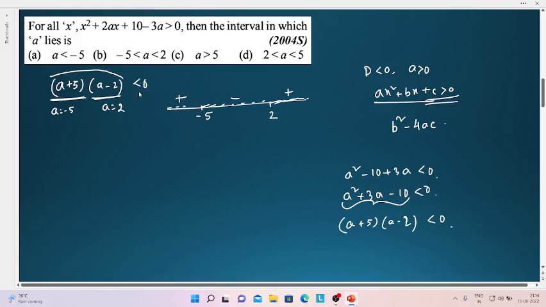We have to take only the negative part, because the expression is less than 0. The negative part lies in this range, and since it is strictly less than 0, we must not take minus 5 and 2. So it will be minus 5 less than a less than 2, I mean a belongs to the open interval minus 5 to 2.